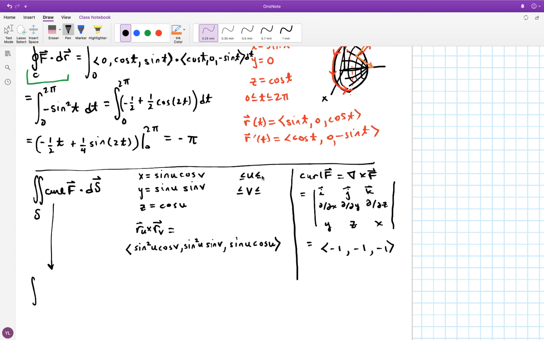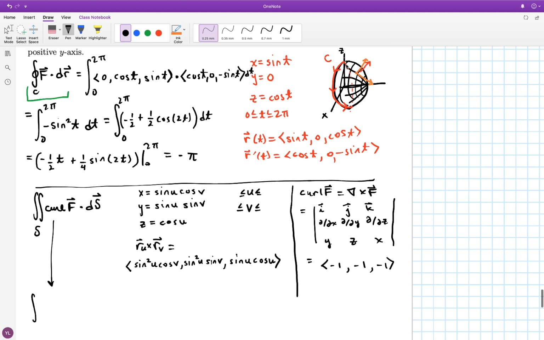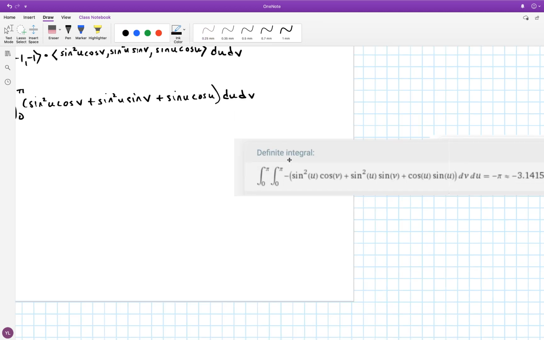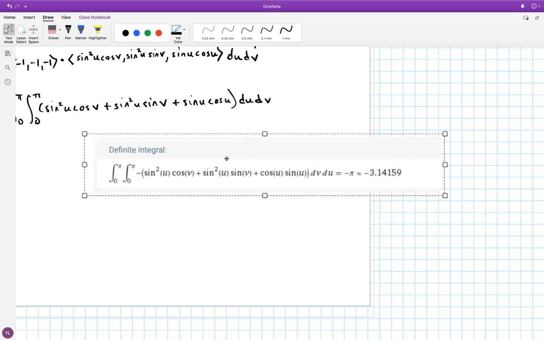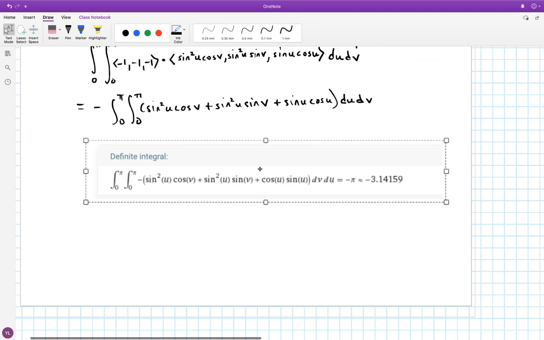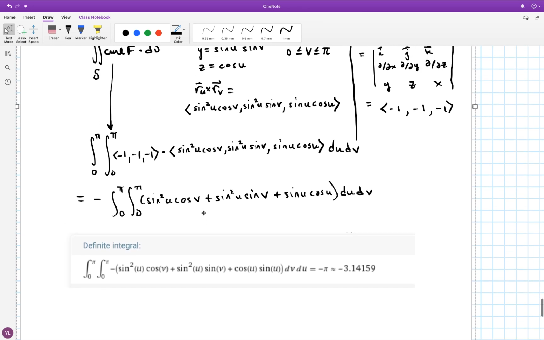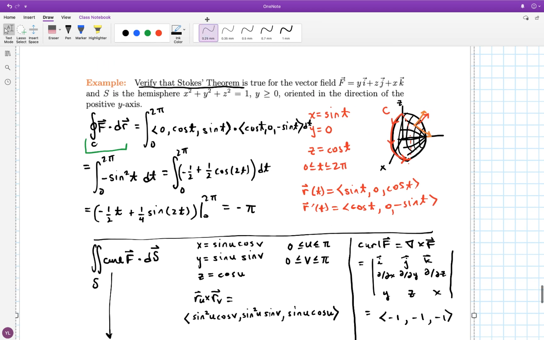So u is the phi variable. If you look at this surface, we've got the North Pole all the way down to the South Pole, so u is going to range from 0 to pi. And then since I'm only getting the right half of the sphere, I only let theta range from 0 to pi as well. And then I'm ready to set up the surface integral. Okay, and I'm getting negative pi for this surface integral as well. So that's a verification that Stokes' theorem holds in this case.